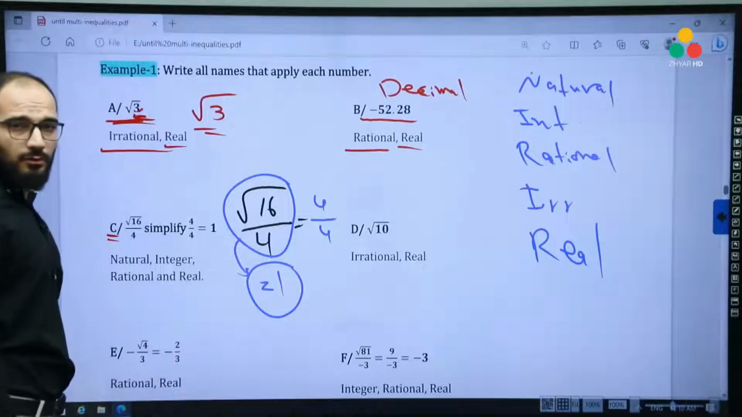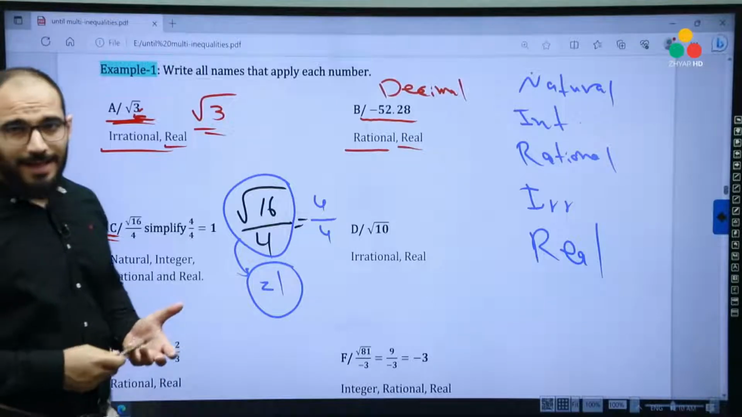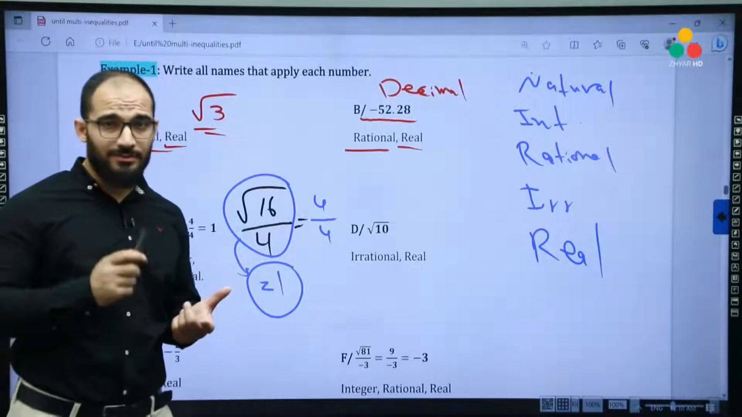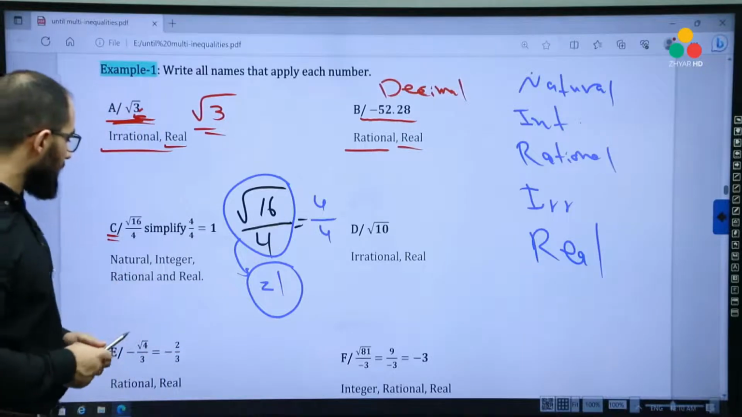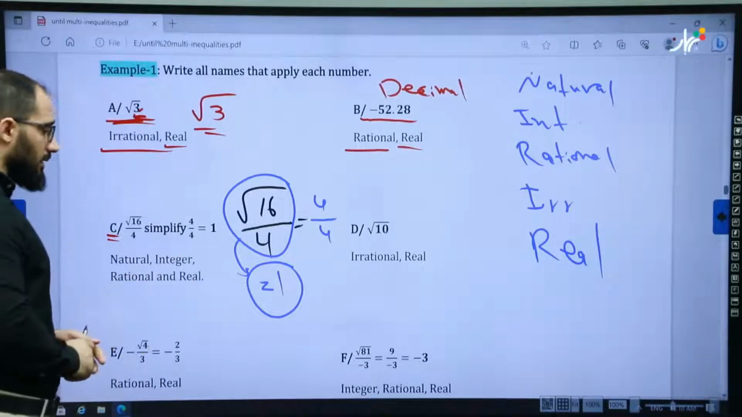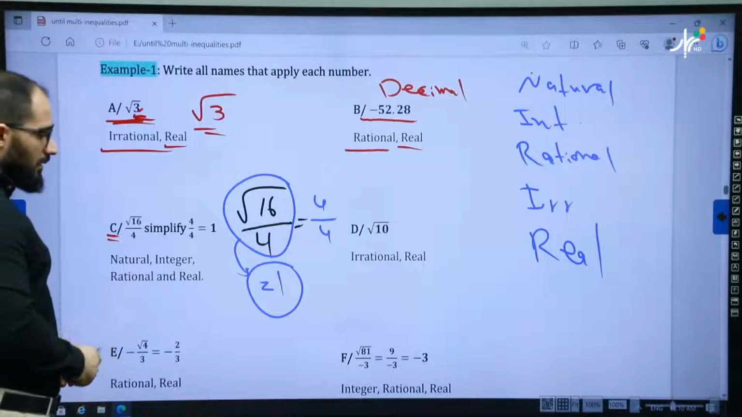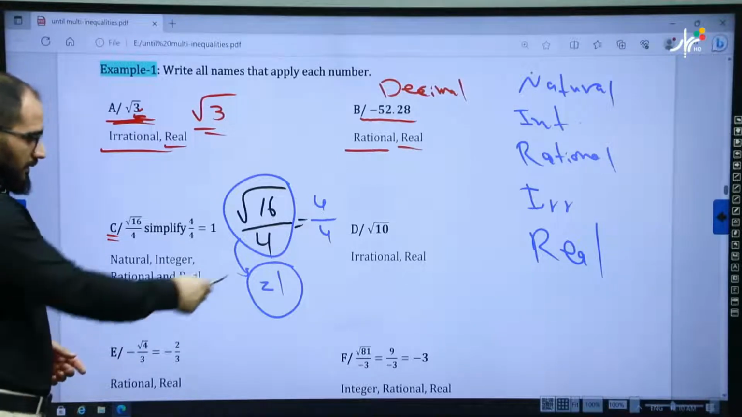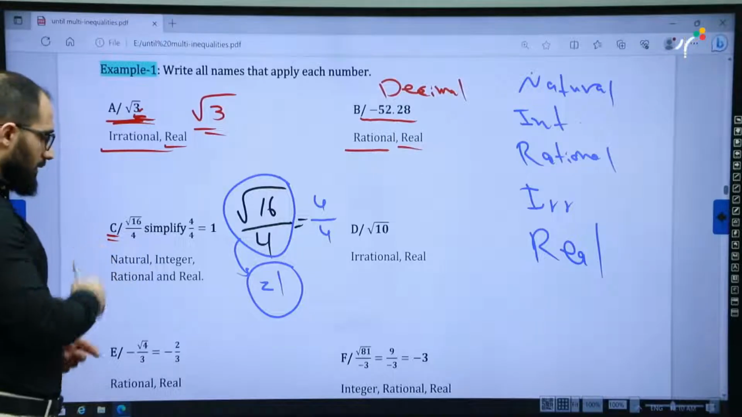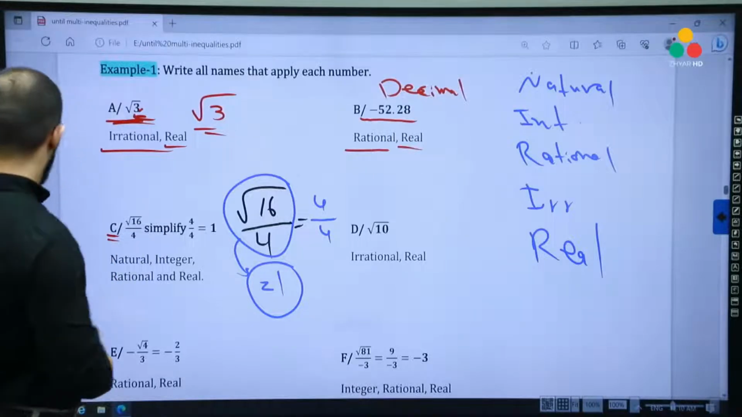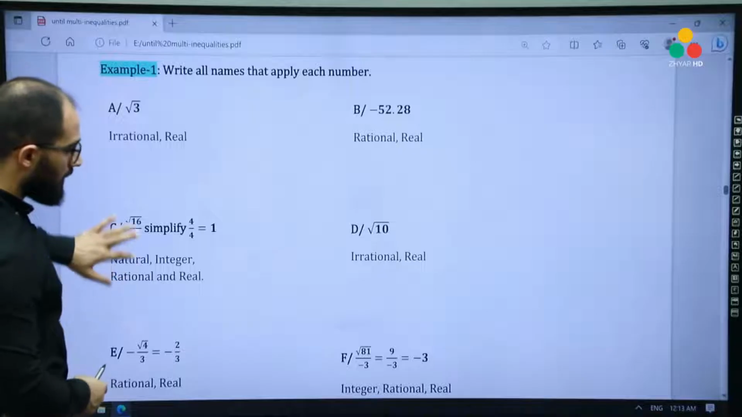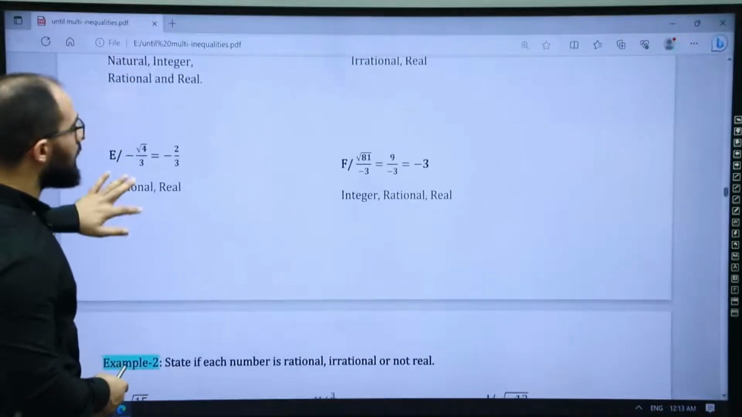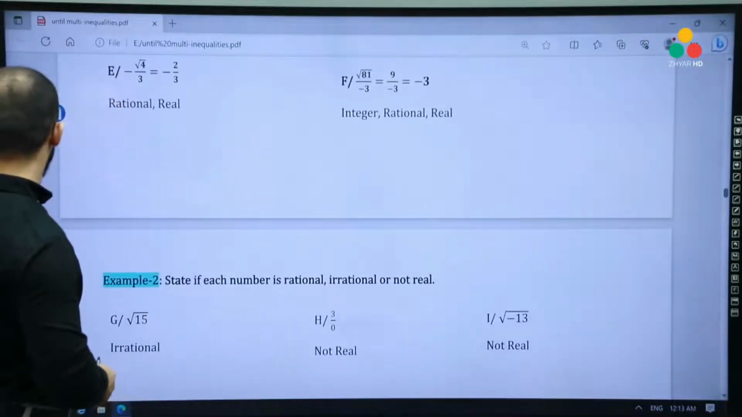So what can you say about 1? It is real, and it is integer, it is rational. But you cannot say it's irrational. It's all of them except irrational because 1 is a perfect square, and also it is natural, integer, rational, also real. Let's see what we have in example E and also example F.